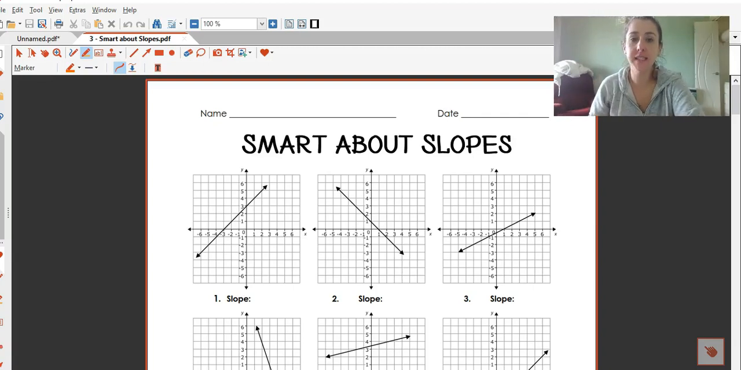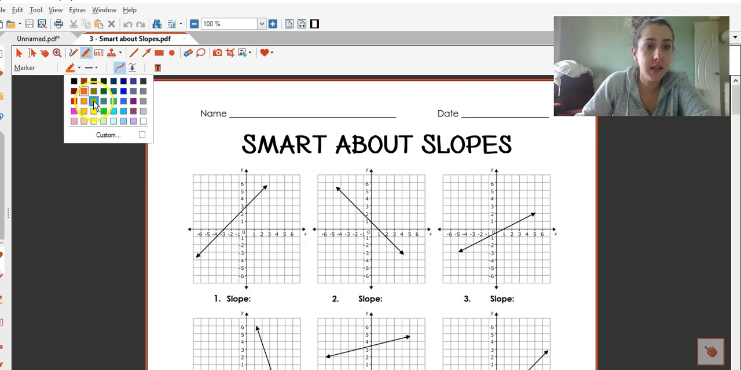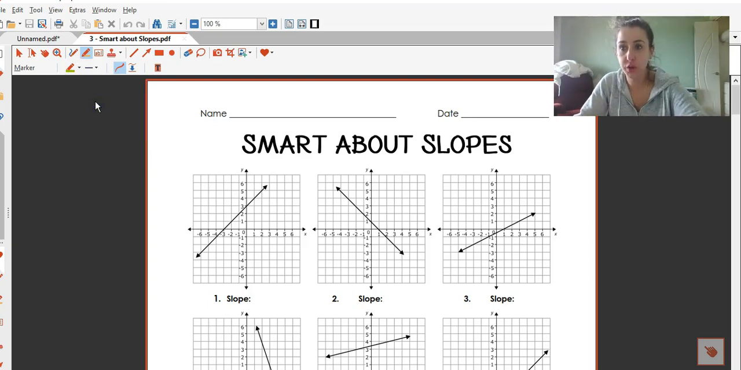Okay, so this was the Smart About Slopes sheet that we did in class. Now, it's given us these graphs with the lines on it, and it's asking us to simply find the slope. So this does take a few steps. My suggestion is to step it out, write down all your information that you're getting, and focus on what you do know.